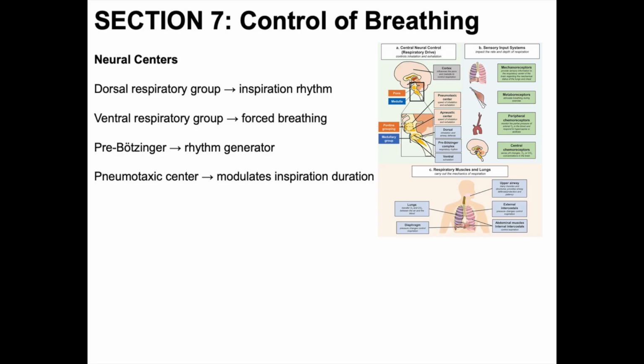The pneumotaxic center in the pons modulates inspiration duration. It prevents overinflation by shortening inspiratory time. So damage to these centers can produce predictable breathing abnormalities. If you just know what they do, you can predict what the effects of some abnormality would be in that given region. So the respiratory pattern is centrally generated and then modified by sensory input.